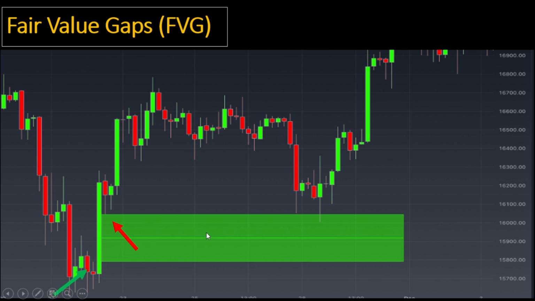This gap represents an imbalance in the market, often indicating potential future support or resistance. Fair value gaps are particularly useful for identifying key levels where the price might reverse or consolidate. By marking these gaps on your chart, you can better anticipate where the market might react based on previous imbalances.